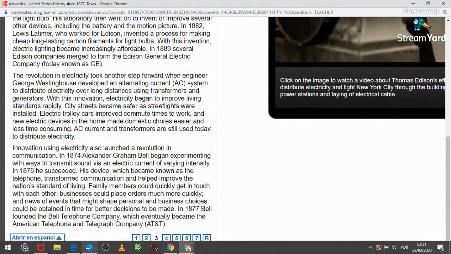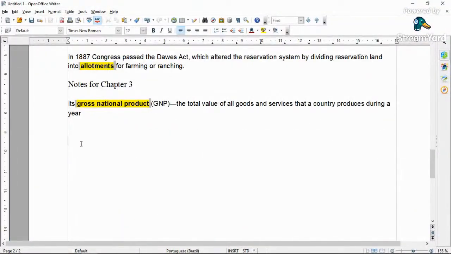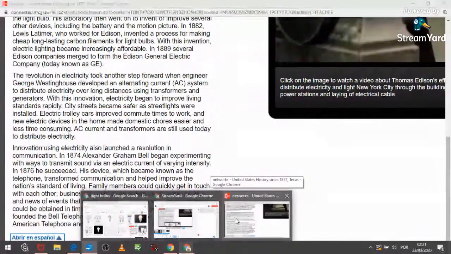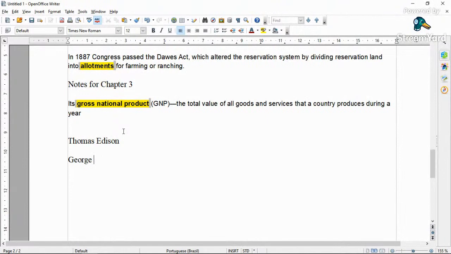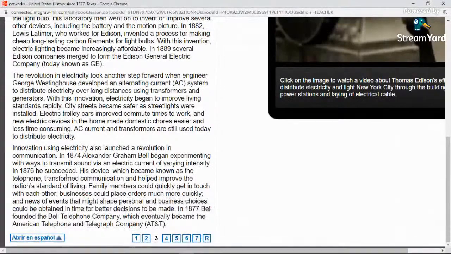So maybe for your notes, so that you know who everybody is, you want to put here Thomas Edison. And then I already forgot his first name, George Westinghouse. And then finally, we have Alexander Graham Bell. And then you want to maybe put who were these guys? What did they invent? Why were they important after that? So you have an idea of who these people were.